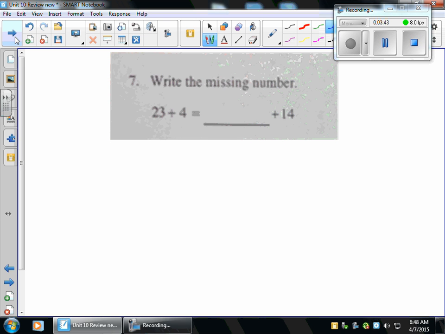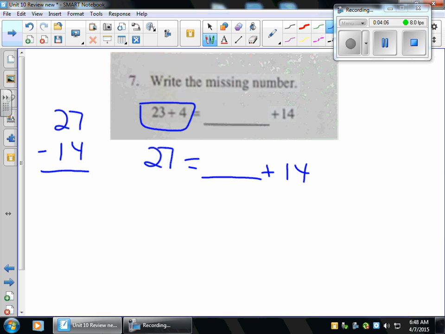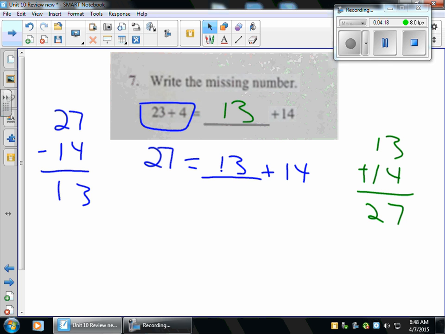Write the missing number. Well, 23 plus 4 equals blank plus 14. First of all, I better figure out what this equals. 23 plus 4 equals 27. So I have to find out what number plus 14 equals 27. I can also subtract 27 minus 14. I'll get 3 and I'll get 1. Well, does that make sense? 13 plus 14 equals 27. Next problem.